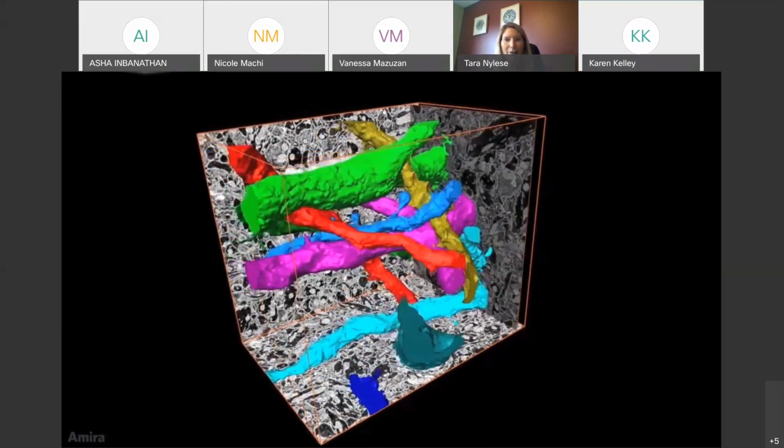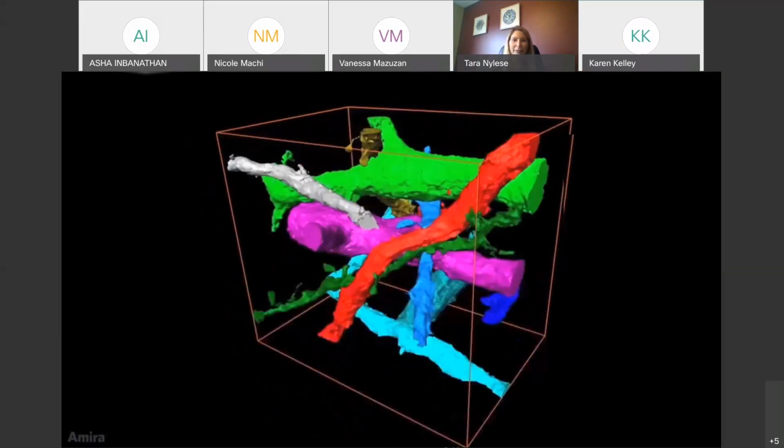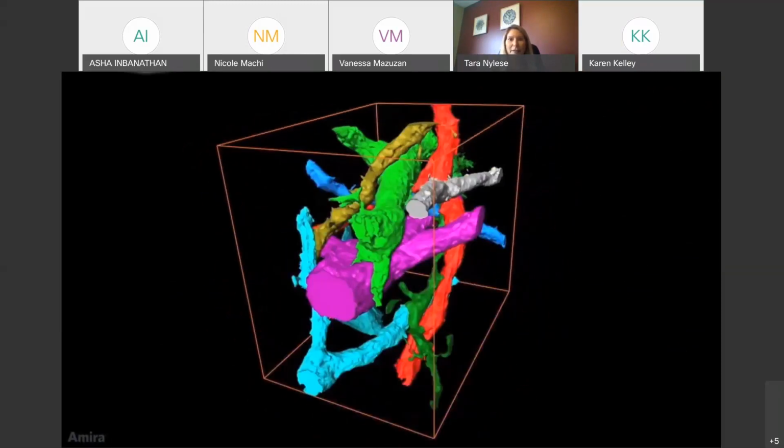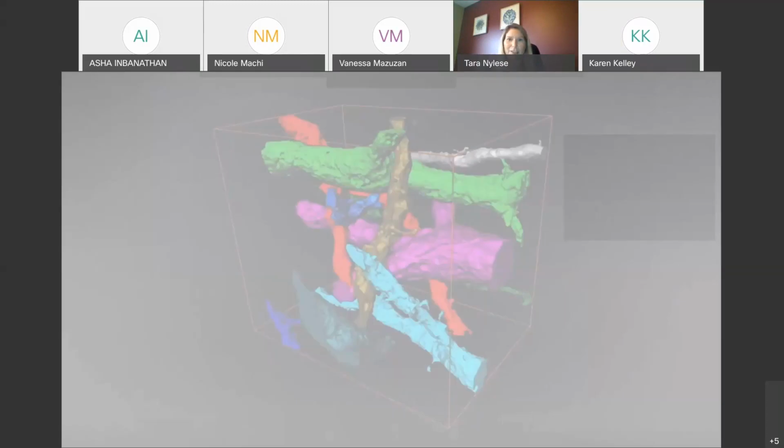Then here's an example of the 3D block and the data that you achieve and the work that you can do using a reconstruction package.